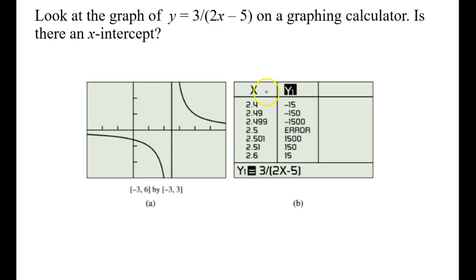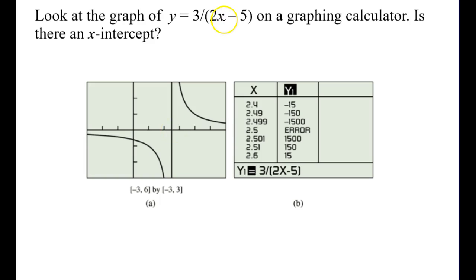If we look at the table on the right, we have some input values very close to 2.5, and we have the output values. When x is equal to 2.5, we do not have a y value. So that point does not exist. If there isn't a y value at 0, there cannot be an x-intercept. So that's one thing to be aware of when you're using these graphing calculators.